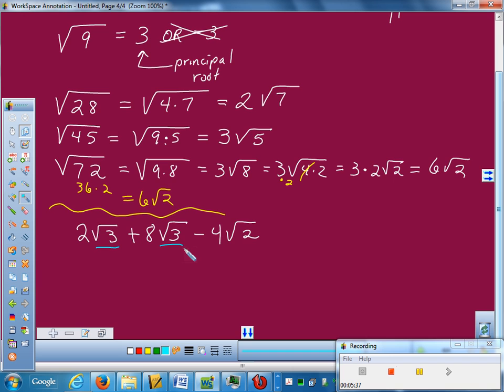When you add them, what do you get? Yeah, you'd add the outside number, so you'd get 10. And that's the question, is it 10 square root of 3 or 10 square root of 6? Yeah, because you're saying I have 2 square roots of 3 plus 8 more square roots of 3 would give me a total of 10 square roots of 3. So, yes, you don't ever change that number on the inside. And then the minus 4 square root of 2 is different, so it just sort of has to hang around for the ride. We can't do anything more with it.